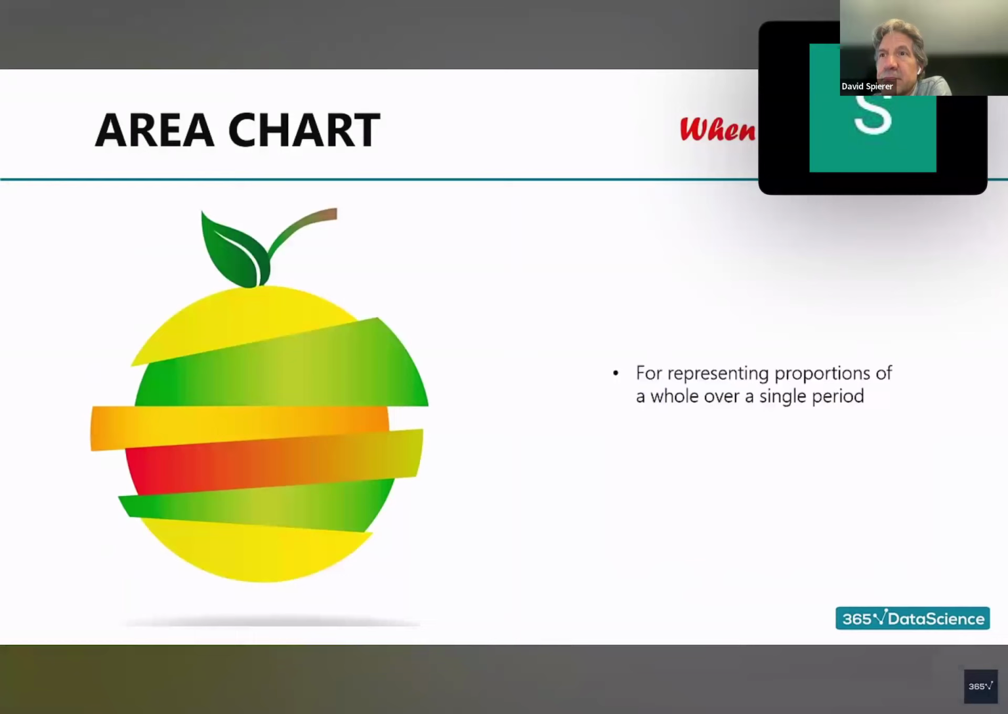When to avoid area charts? Obviously, similar to line charts, area charts are not suitable for representing parts of a whole over a single period. In our example, we can't use an area chart to show the proportion of revenues each division generated in, say, 2018 alone. So that's a situation where we can't use an area chart.